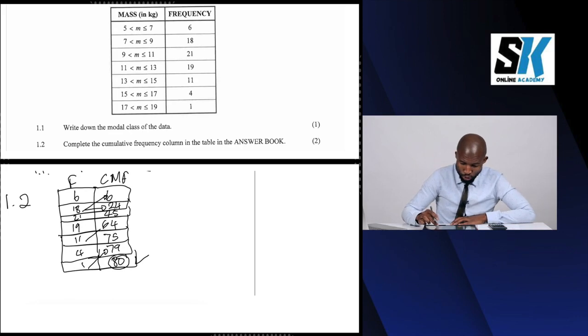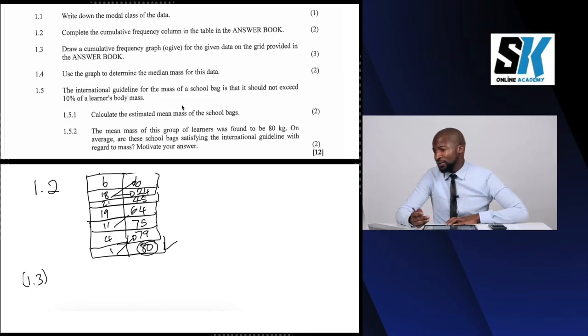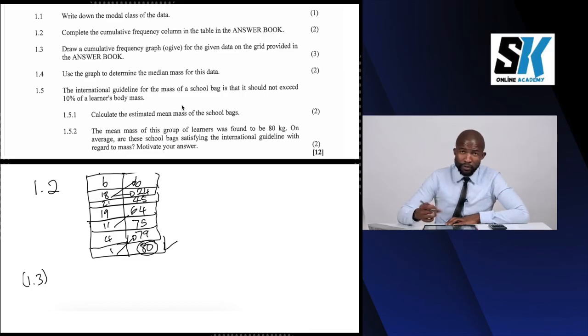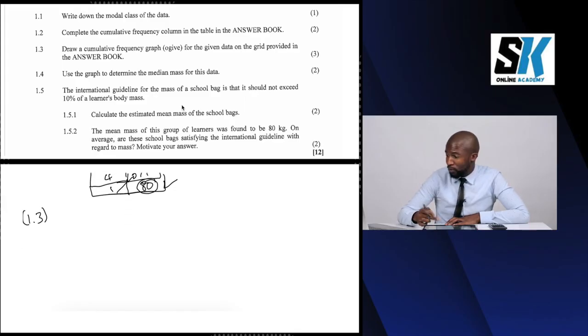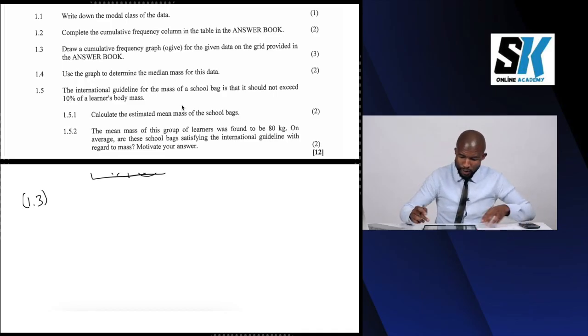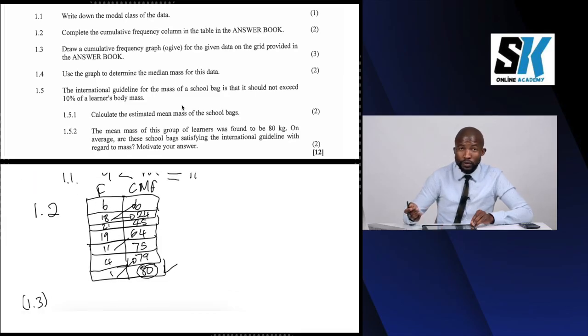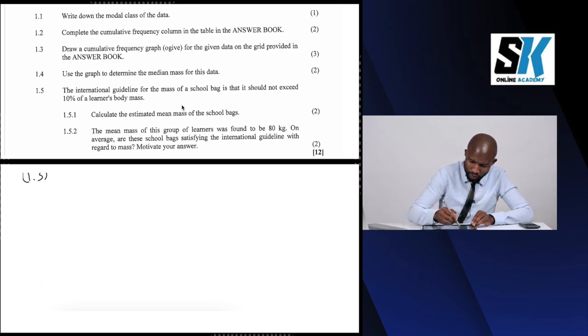So let's go to 1.3, which says draw the cumulative frequency graph, or the ogive, whichever way you want to call it. That is 3 marks. We don't have an answer book, but I will simply do a sketch. Remember that when we draw an ogive, we use the cumulative frequency column as well as the interval, which is your mass. I will not draw it to scale, just for calculating purposes.